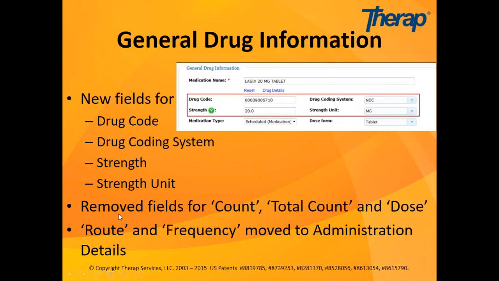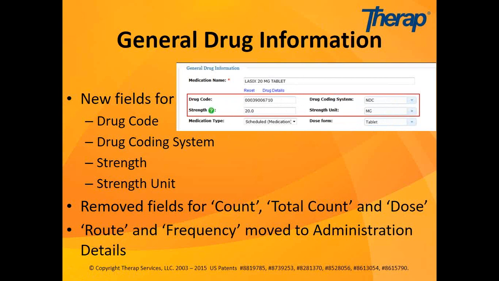With those changes, we have removed some fields from your medication histories. You no longer will have a field for count or total count or dose. Information is not lost. We're going to be keeping all of that information. If you go and look up old forms, you will see count and total count and dose. But any new forms that you're creating are not going to have count, total count, and total dose.